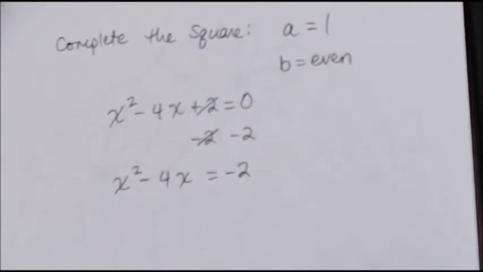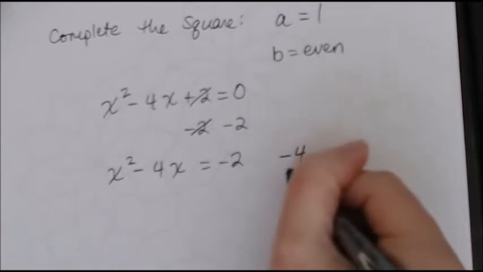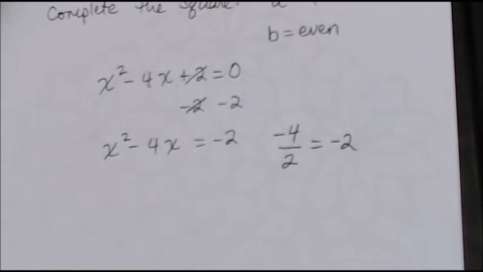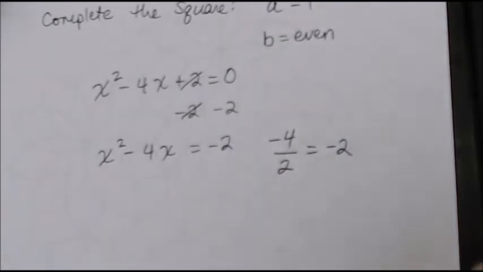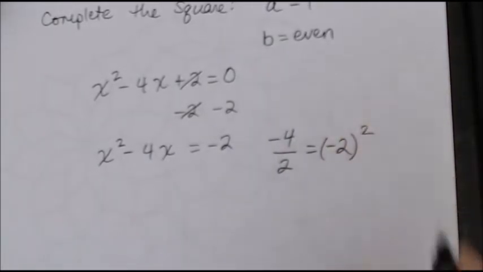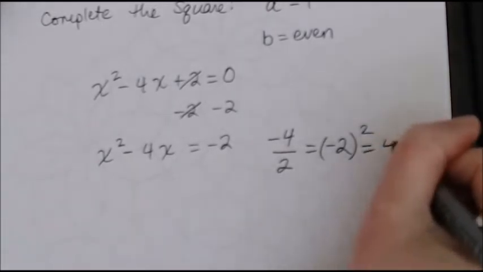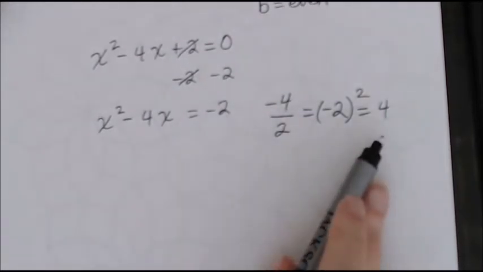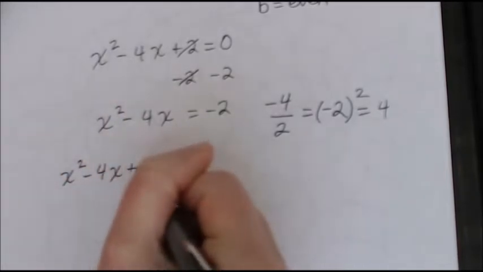And then somewhere off to the side, I'm going to take that b value, in this case the negative 4, and I'm going to divide it by 2. And that gives me negative 2. You always divide by 2, which is why I said this is best to use when b is even, because otherwise you'd get a fraction. Next step is you're going to square that number that you just got. So negative 2 squared gives me a positive 4. And then go back to your equation and take that number that you just squared, and you're going to add it to both sides of your equation.